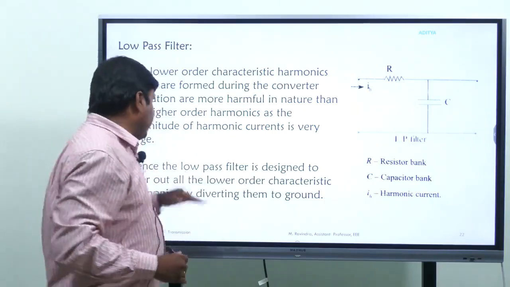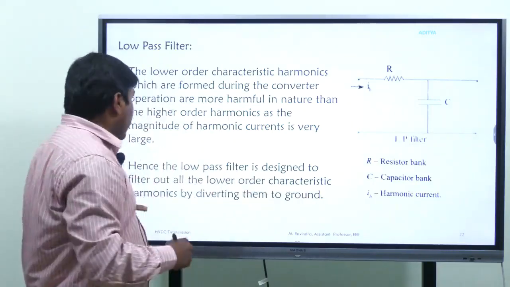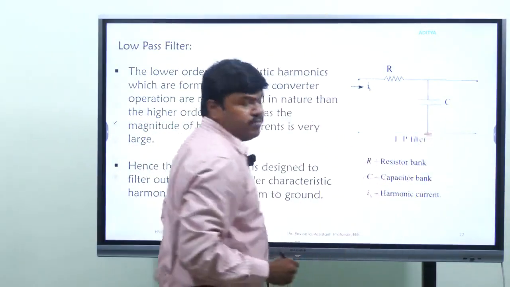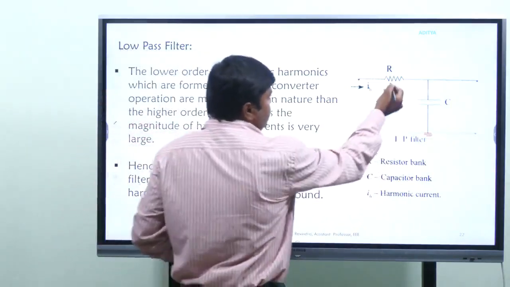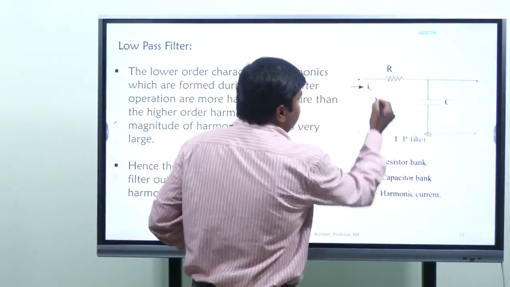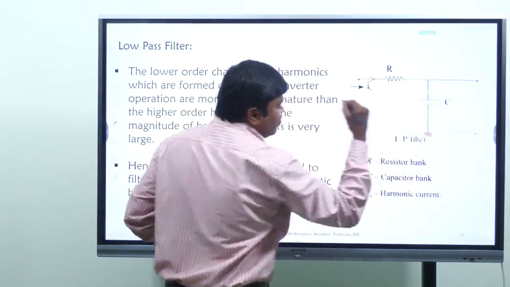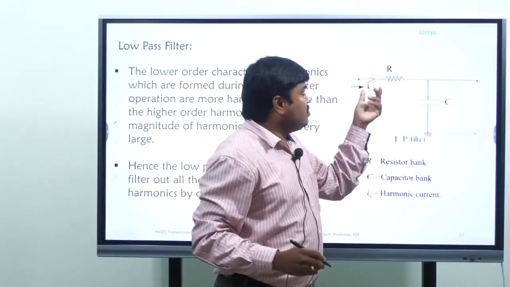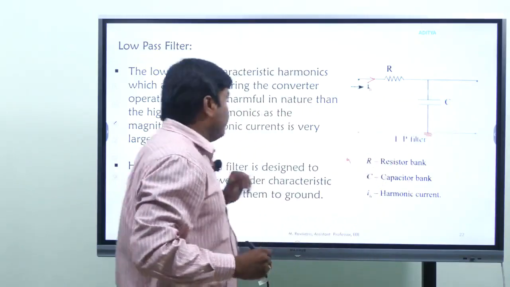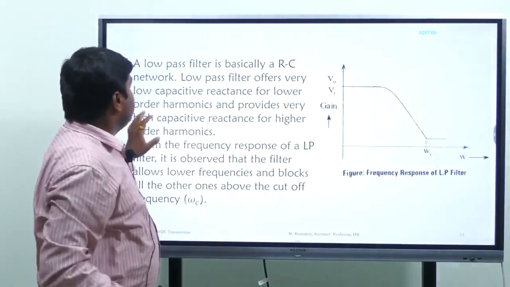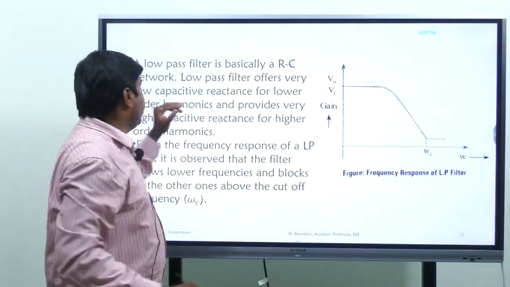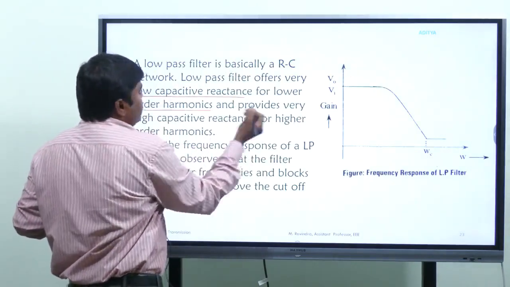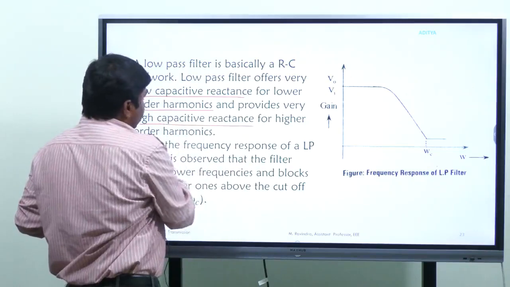And hence the low pass filter is designed to filter out all the lower order harmonics by diverting them to the ground. Everything is diverted to the ground, provided a ground path here, right? Here R is the resistor bank and C is the capacitor bank. The ith harmonic current is passed through this, that means the capacitance as well as resistance provide a low impedance path to pass this lower order harmonic. A low pass filter is basically an RC circuit. It offers very low capacitive reactance for lower order harmonics and a very high capacitive reactance for higher order harmonics.